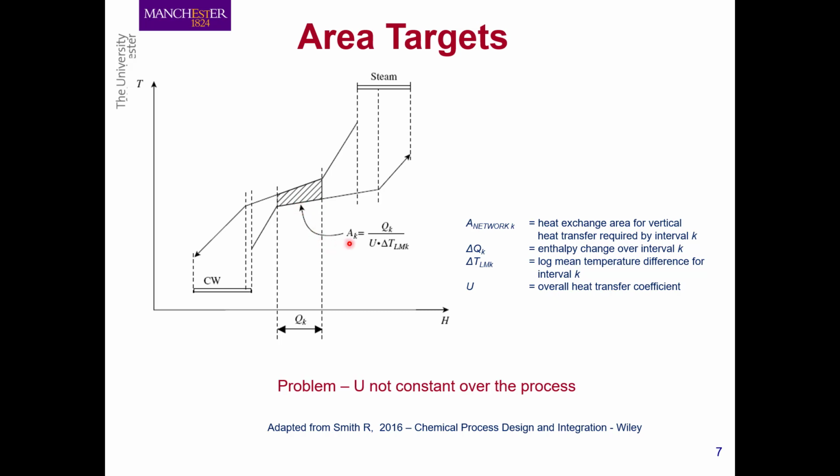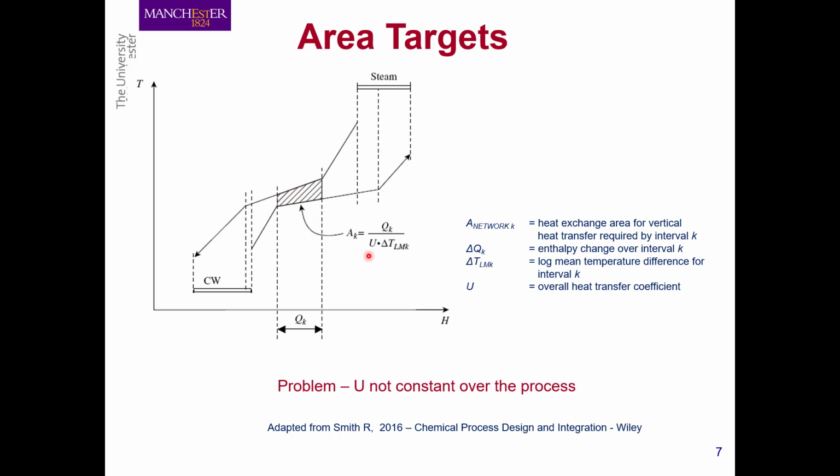And if we do that, we can calculate the heat exchanger's area required in this particular interval. Because we know the value of QK, that is the heat requirement of the interval. We know the delta T LM that we calculated from these terminal temperatures. And then we also know the overall heat transfer coefficient of these streams, so we can calculate the area of this interval.